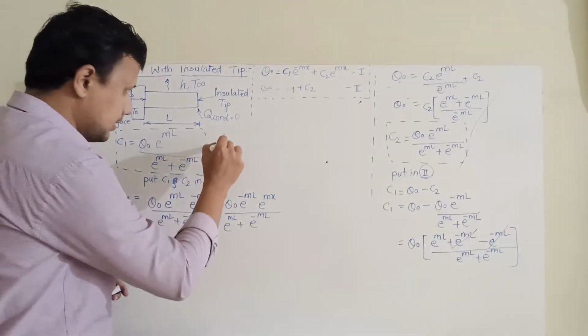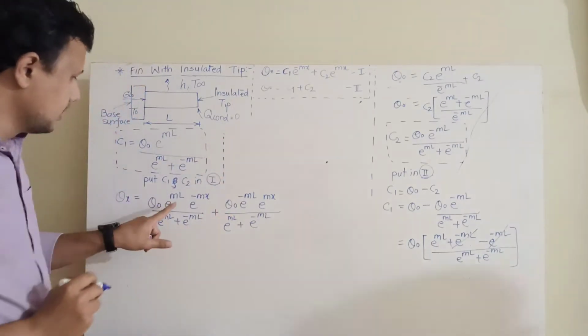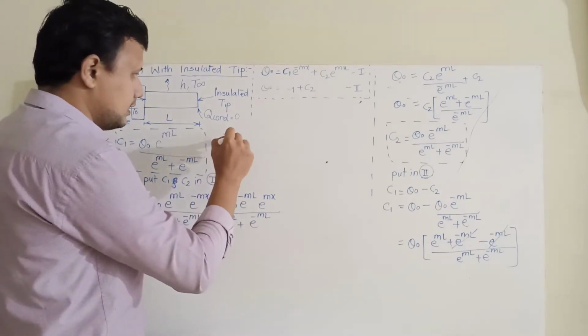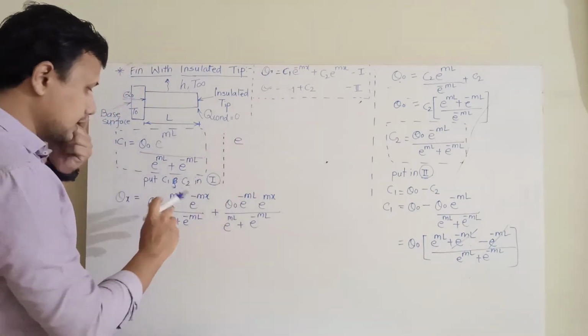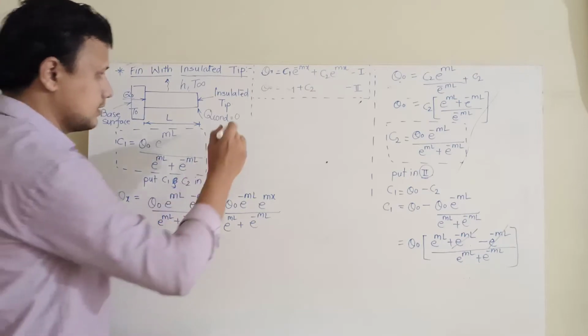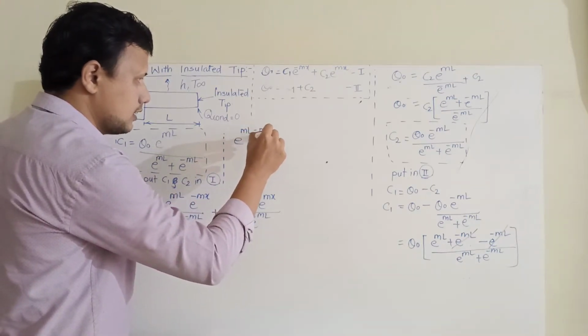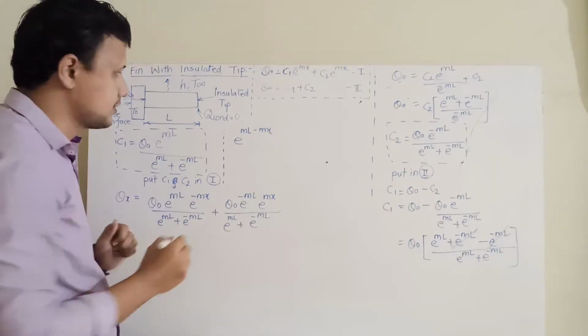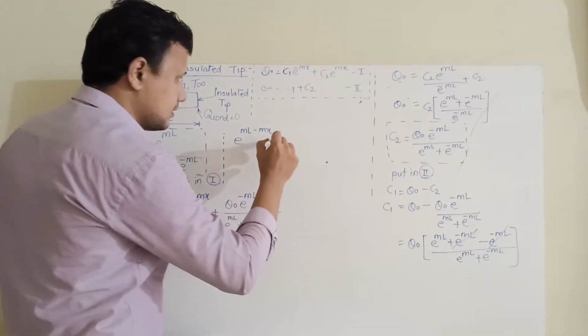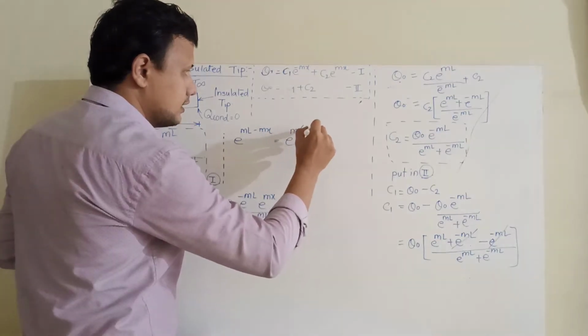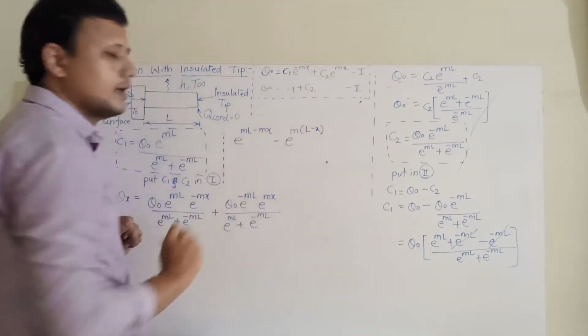So let me rectify those terms for you. This e raised to ml into e raised to minus mx is actually e raised to ml minus mx, as we know from the basics. So I can simply write it as e raised to m, as a common parameter in the bracket, L minus x.